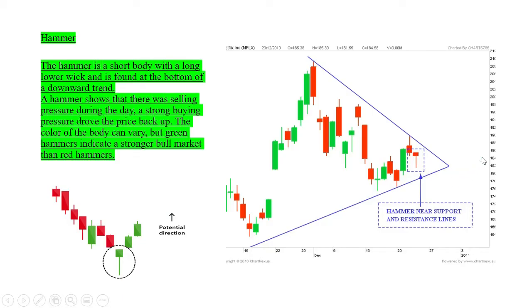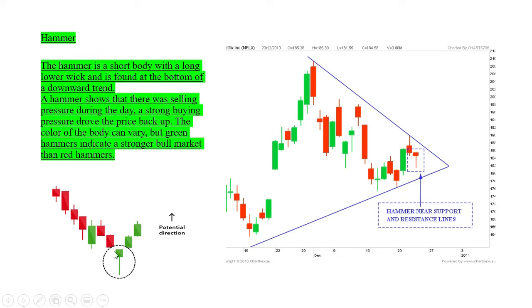So we're going to be discussing bullish candlestick patterns first. This bullish candlestick pattern is called a hammer. The hammer is a short body with a long lower wick and is found at the bottom of a downtrend. A hammer shows that there was selling pressure during the day. A strong buying pressure drove the price back up. The color of the body can vary, but the green hammers indicate a stronger bull market than red hammers.